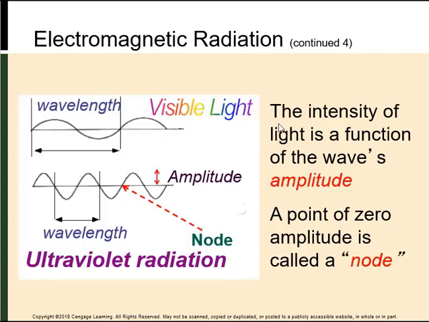The intensity of light is a function of the wave's amplitude. The amplitude is the measure from the resting position to the crest, or the resting position to the trough. So we can see that there definitely is a greater frequency in this wave. We can see that there are 1, 2, 3 crests in this amount of time, versus in the same amount of time, there are only 2 crests. The point of zero amplitude is called the node.